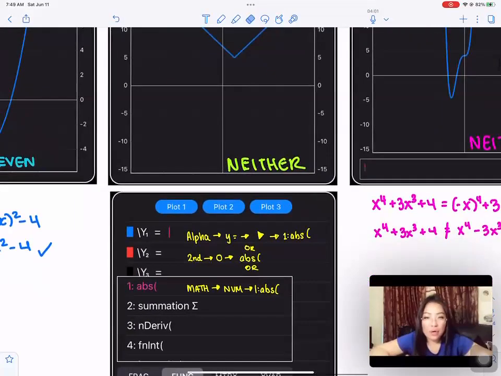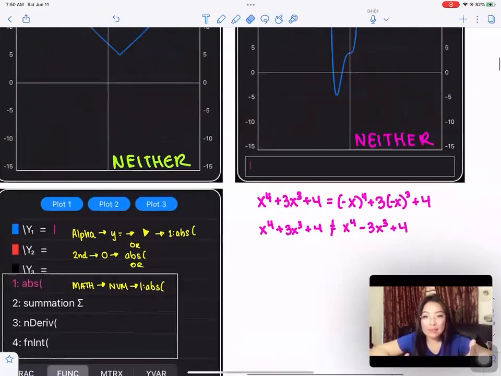And just to note, for the absolute value function, there are I think 3 ways of getting ABS. You go alpha y equals, and then you do the arrow and number 1. Or you could do second 0 ABS. That's actually my favorite way because it's so easy. It's the first function in your catalog. And then the other one is you could go to math, num, and then ABS.